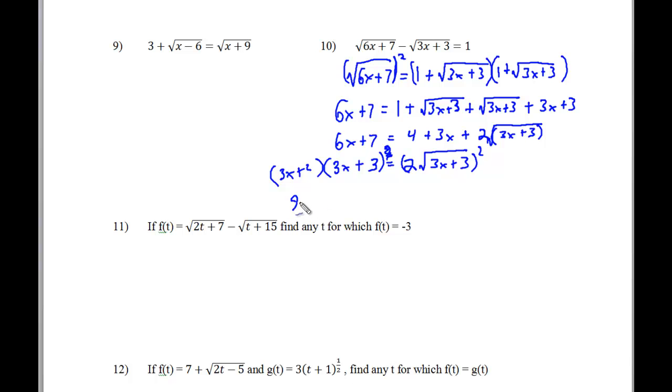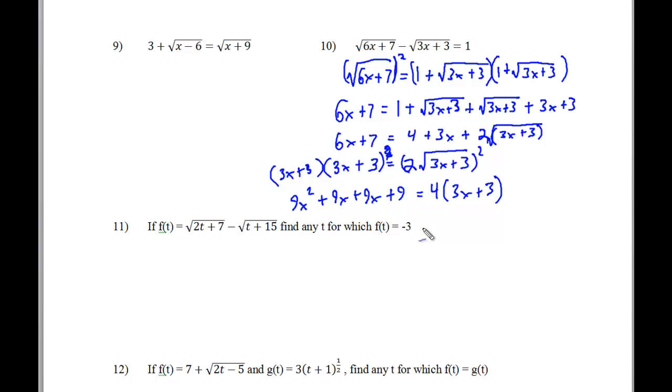So this will become 9x squared plus 9x plus 9x plus 9. And over here I have 4 times the quantity of 3x plus 3. If I square the 2, this can jump to the inside because these are two separate things. 2 squared is 4, and the square of the square root of 3x plus 3 is 3x plus 3.